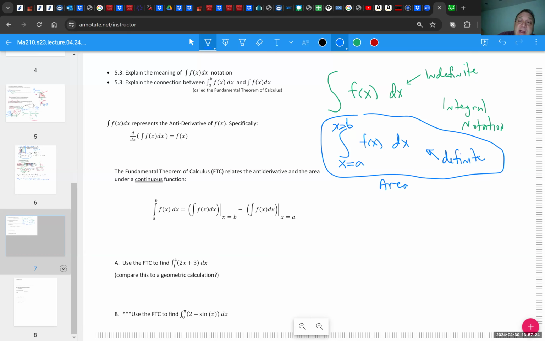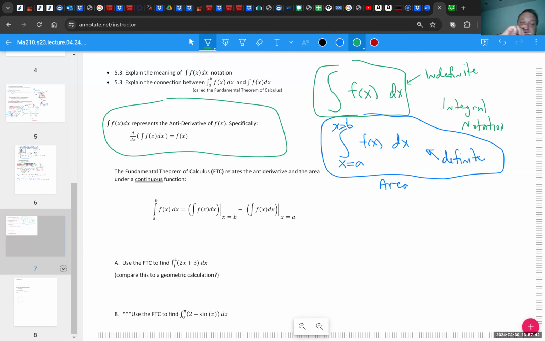This new guy right here, this f of x dx with no x equals a, x equals b, doesn't have anything to do with area. This thing is called the antiderivative. So this indefinite integral, if you want to call it that, represents the antiderivative of the function f of x. In other words, whatever this answer is, if I took the derivative of this thing, I get back the original function.